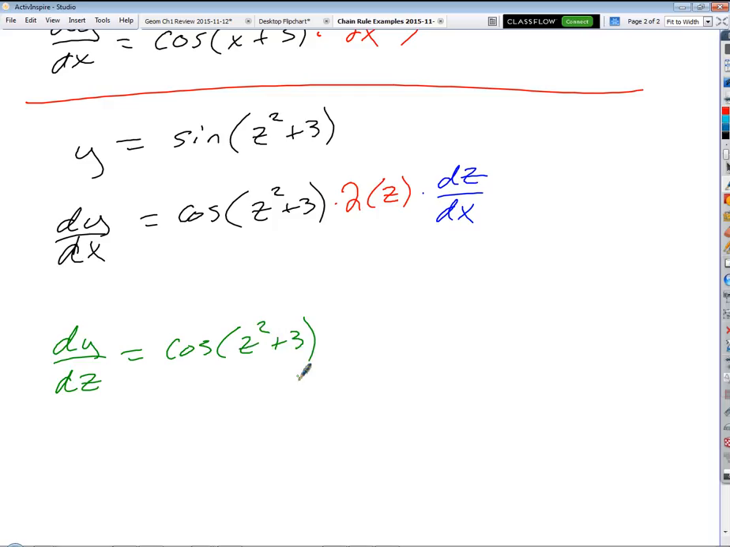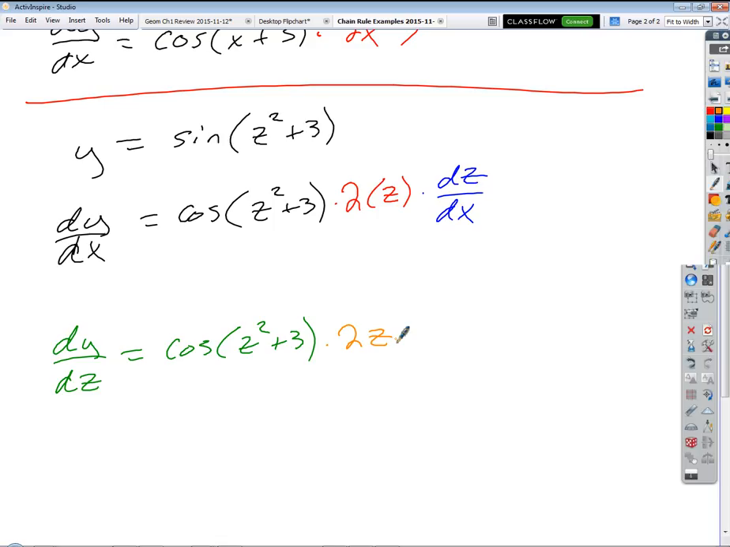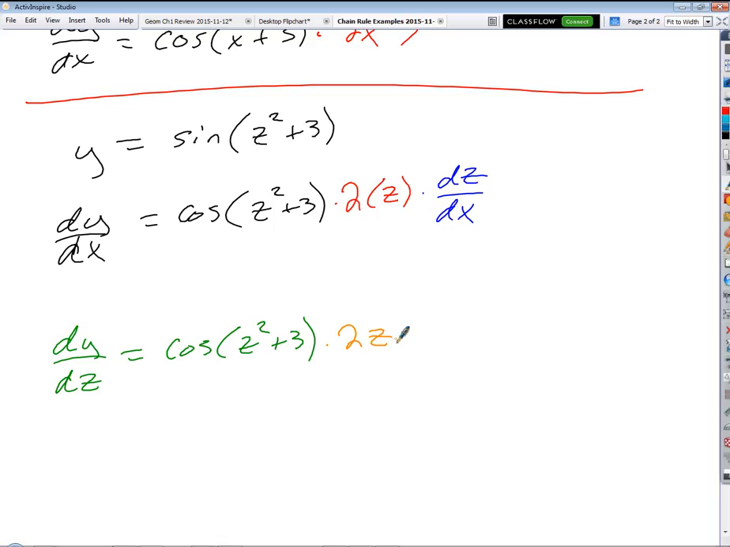Okay, next layer. What's the derivative of z squared plus 3 with respect to z? 2z, done, right? Because the next layer would be 1. If I try to differentiate the next layer, which is the derivative of z with respect to z, I get 1. So I don't need that layer, right?